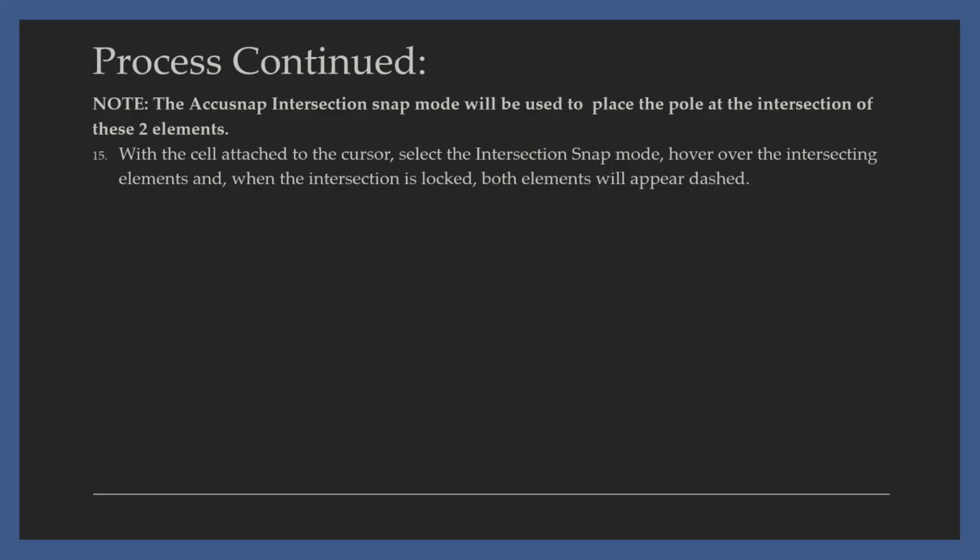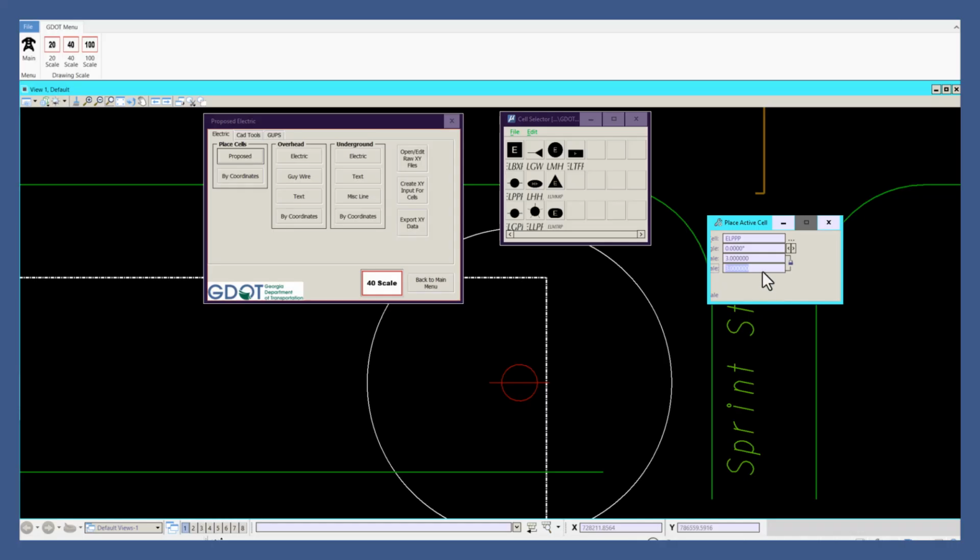The AccuSnap intersection snap mode will be used to place the pole at the intersection of these two elements. With the cell attached to the cursor, select the intersection snap mode, hover over the intersecting elements, and when the intersection is locked, both elements will appear dashed.